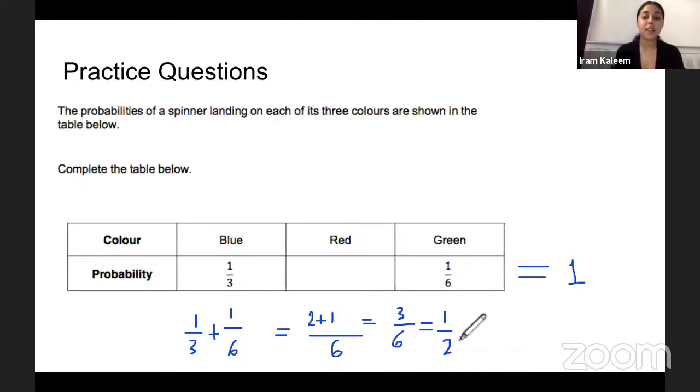Now we just have to subtract that from 1. And we know that 1 take away a half is just a half. So we know that the missing probability will just be a half. So well done if you got that.